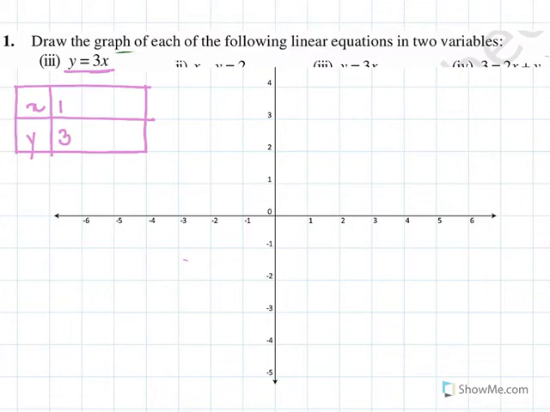Next we'll put, say, x equal to 2. So again y equal to 3x, and for x I'll put 2. So the y will now be 6. Next we'll put x equal to 3. So y equal to 3x, so y equal to 3 into 3, and y equal to 9.